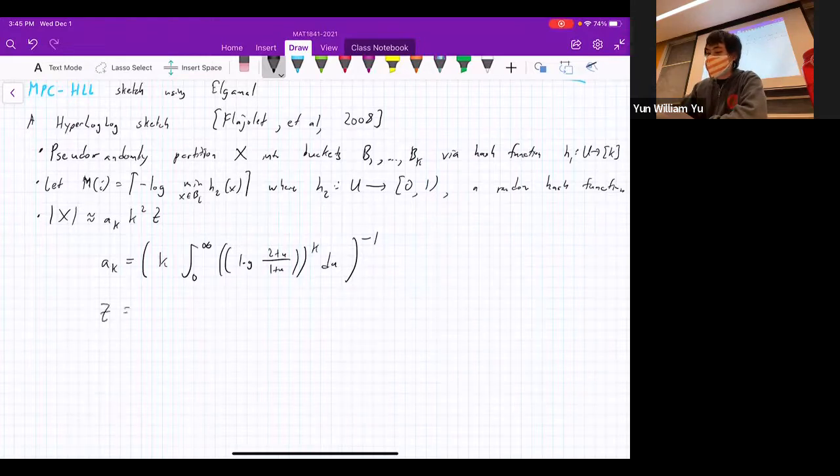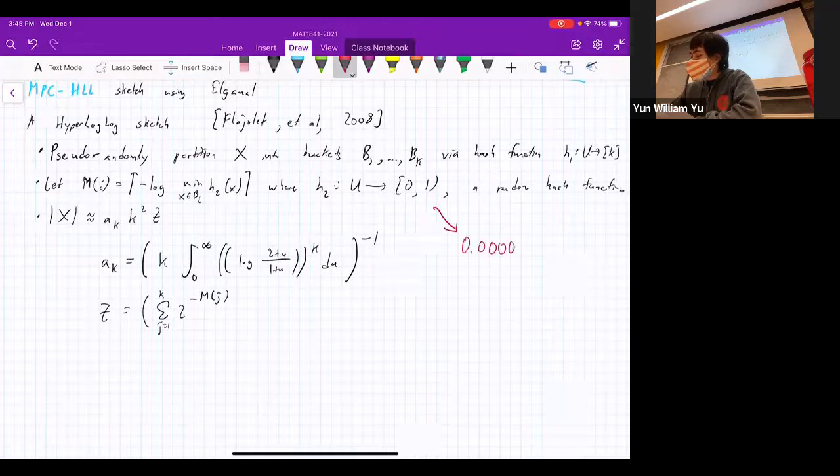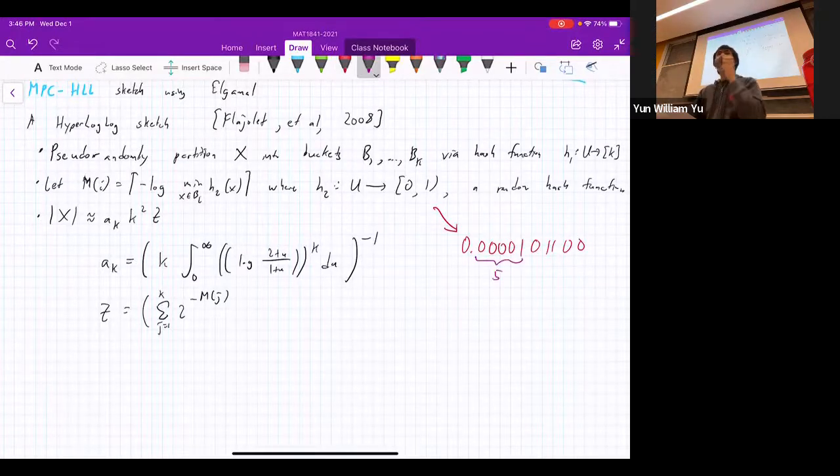And our Z here is equal to the sum over j equal 1 to k of 2 to the minus M of j. So remember, these were our bucket values. Note that that was just a complicated way of saying the position of the leading one. So that was just a complicated way of saying that that value is 5. We saw this with our cardinality estimators back when we were talking about sketching. So our Z here is going to be the harmonic sum of these things. So, sorry, harmonic mean.